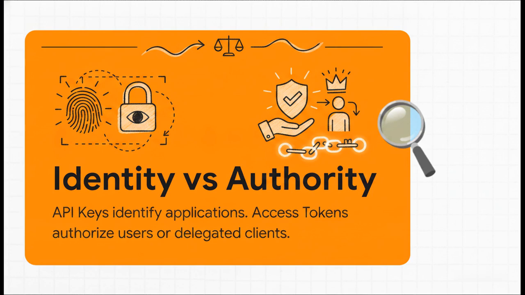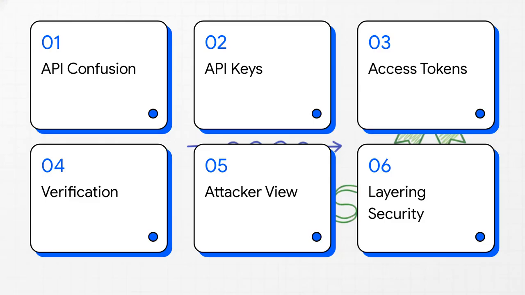So here's the crucial takeaway, really the golden rule for this entire explainer. It all comes down to identity versus authority. An API key is there to identify an application. An access token, on the other hand, is there to authorize a user or manage delegated access. If you just keep that distinction in your head, everything else we cover today is going to lock perfectly into place.